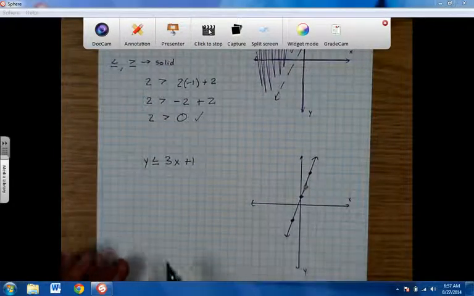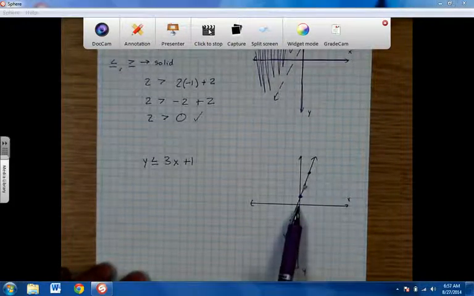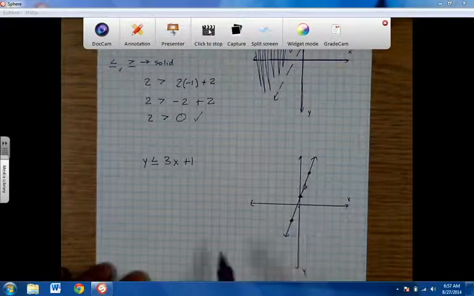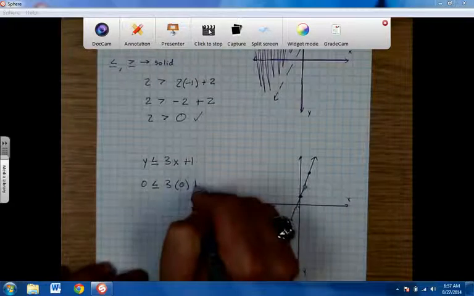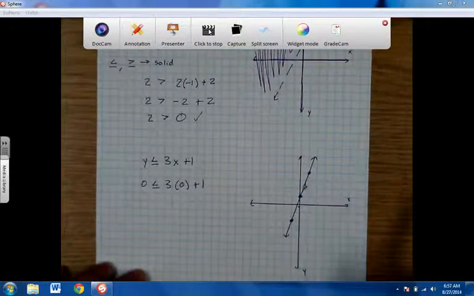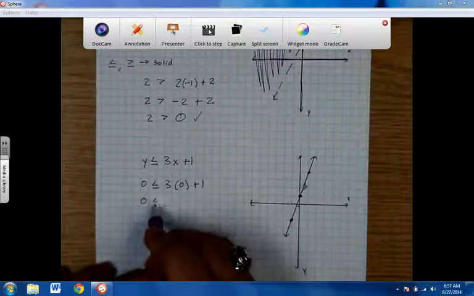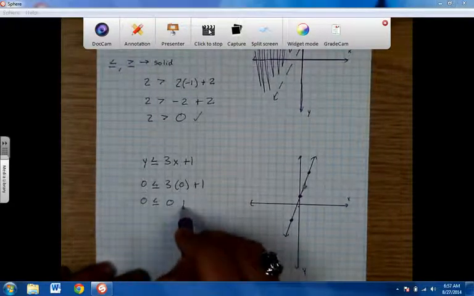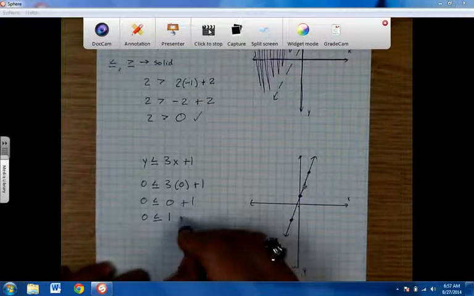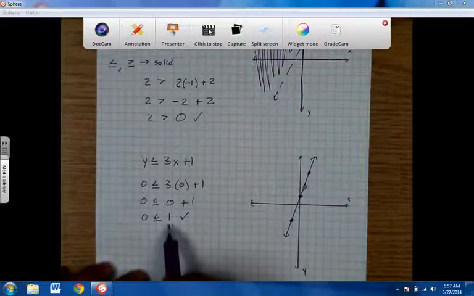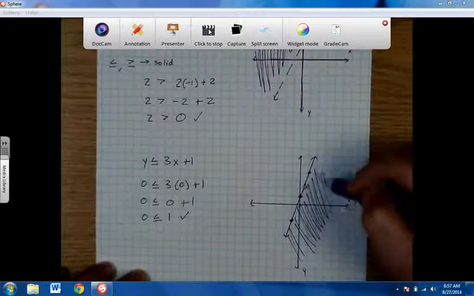And then I need to figure out where to shade. I'm going to pick the test point 0, 0, which is below the line. And 0, 0, if you're able to, is a really good test point to try. So once I solve my inequality, if this is true, 0 less than or equal to 1, which is true, you are going to shade the region the point 0, 0 is in.